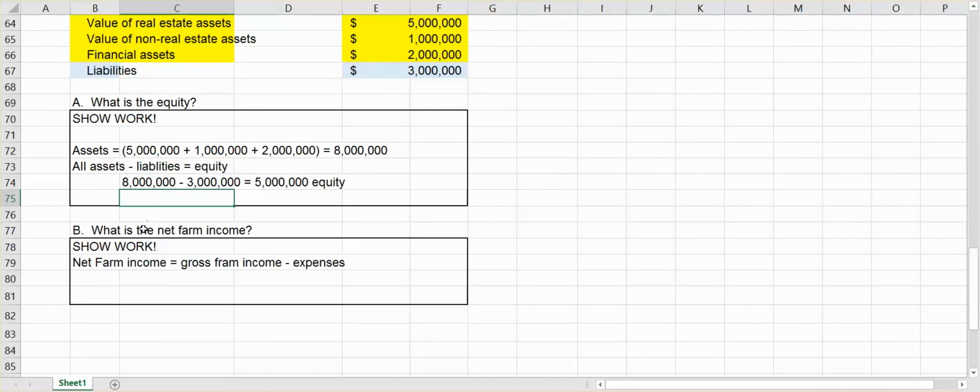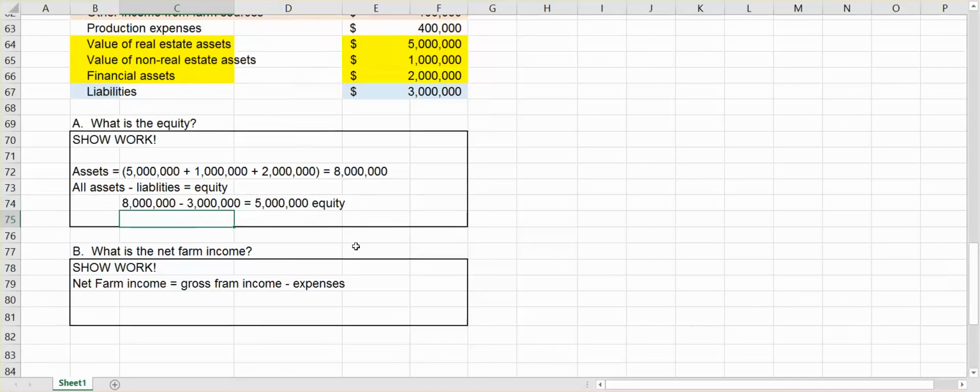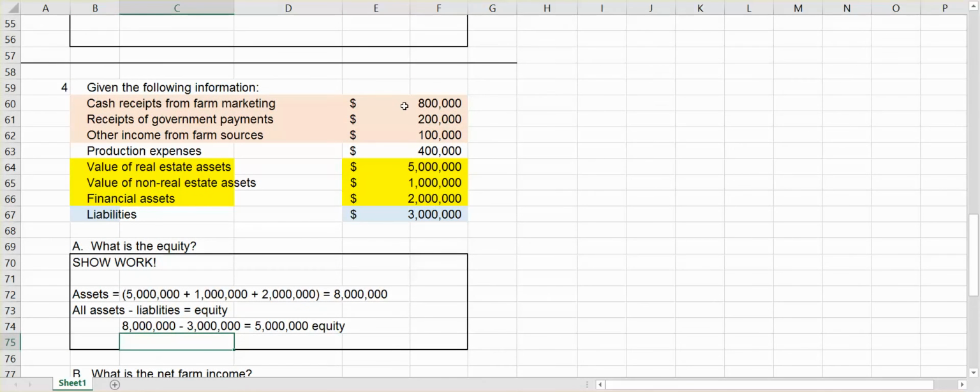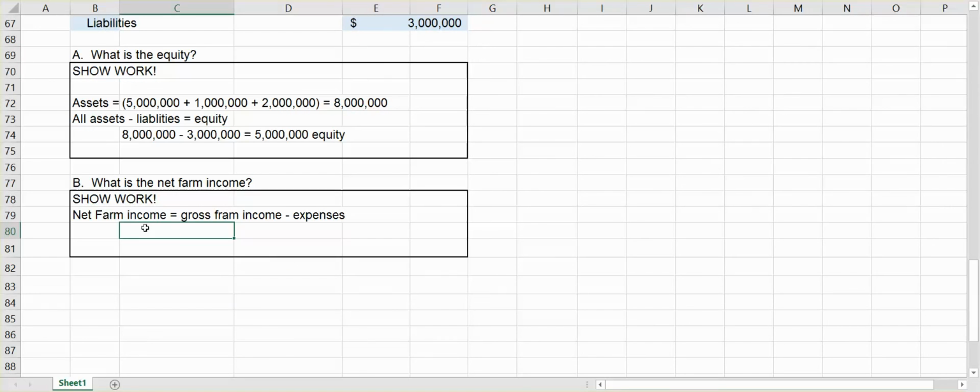Okay, for the last part, what is the farm's net income? Notice it says net income, not real income. So we're not going to consider inflation on this one. So basically, the farm income is going to be the gross farm income minus the expenses. So if you looked up here, I highlighted in the peachish pink color, these are my incoming revenues. So receipts from farm marketing are $800,000.